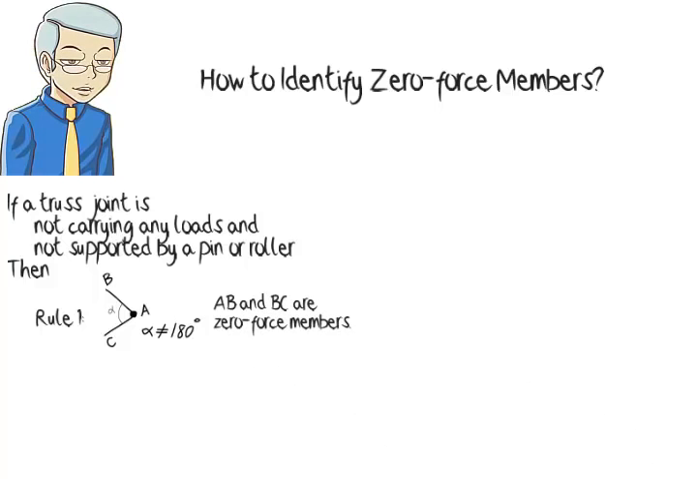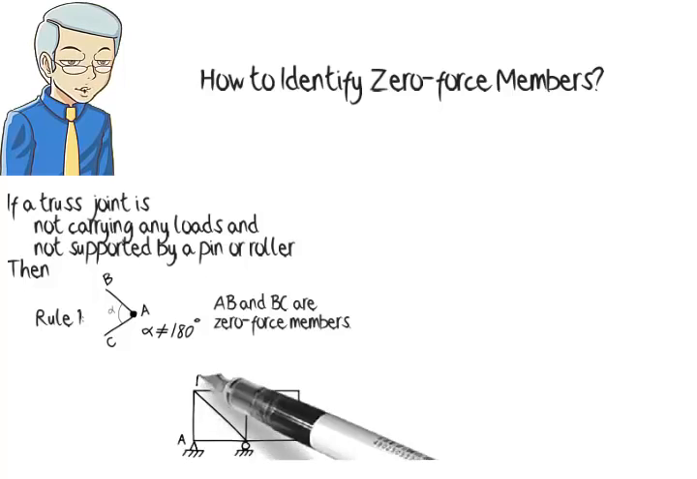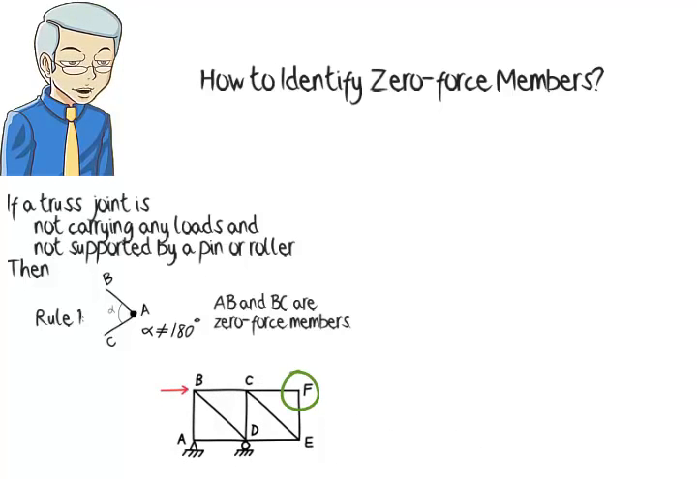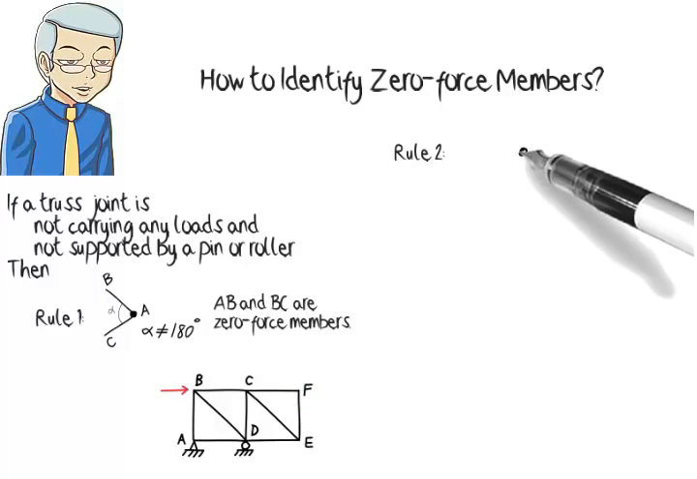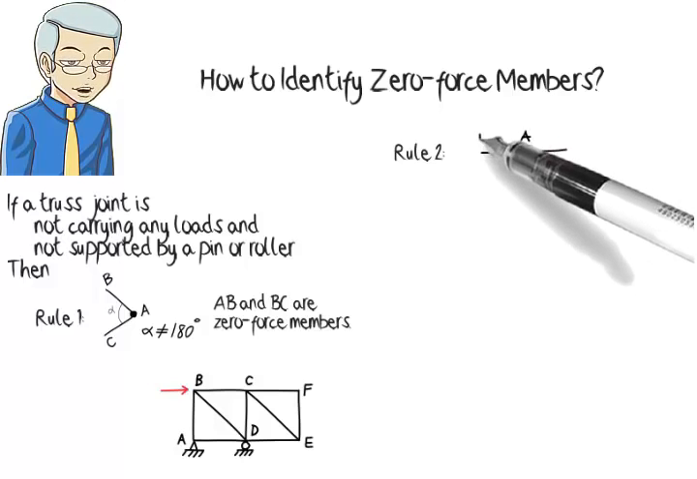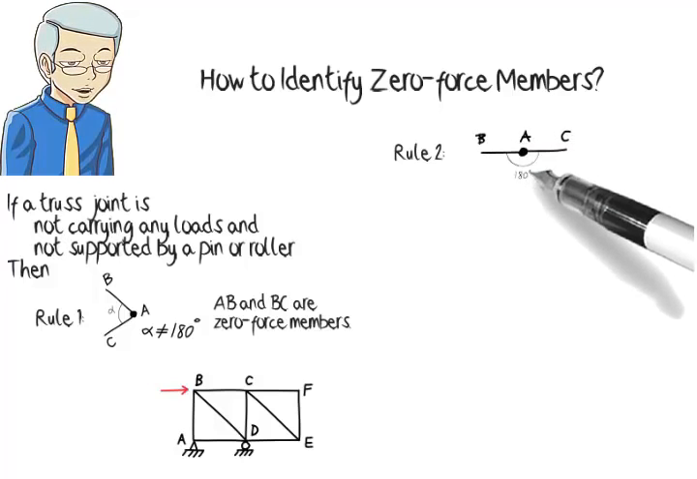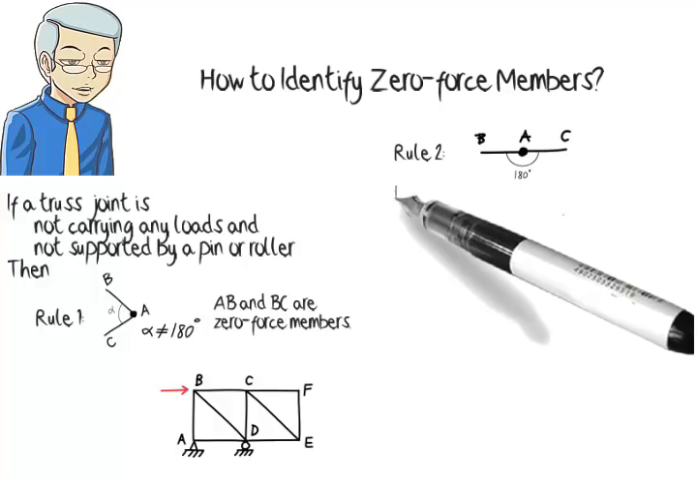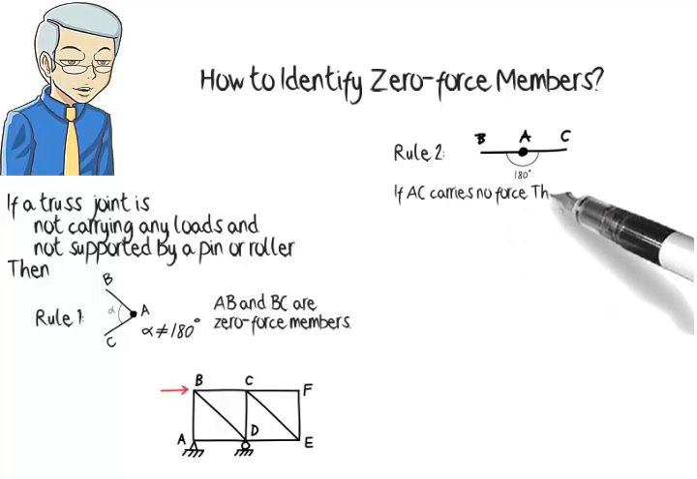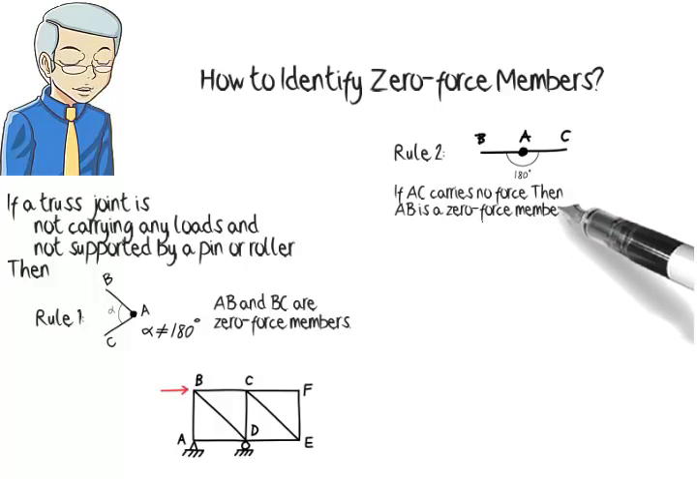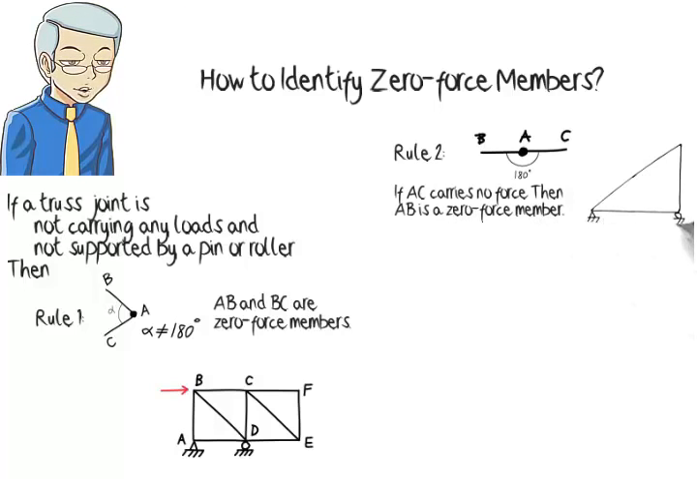In this structure, joint F connects 2 members only, and there is no load or support at the joint, therefore both EF and CF are zero-force members. Rule 2. If the joint connects 2 members only, and the members are collinear, that is, the angle between them is 180 degrees, and one of the members carries no internal force, the other one is also a zero-force member. Consider the 2 members AB and BC. If the force in member AB is 0, since the members are collinear, BC is also a zero-force member.